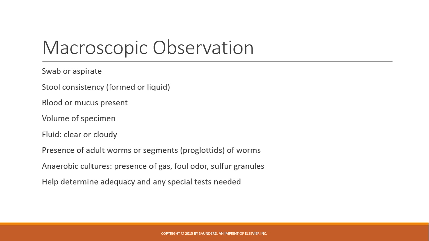Is there mucus or blood present? What's the volume of the specimen? Do I need to centrifuge it before I plate it? Is the fluid clear or is it cloudy? Are there worms or segments of worms present in the stool? If it's an anaerobic culture, do you have a very foul odor or sulfur granules? And we'll talk about that a little later. But these things indicate that an anaerobic organism is present. And so if we do a macroscopic observation of the sample, we can determine if the sample is adequate, any special tests that we need to order, any special handling that we need to proceed with.